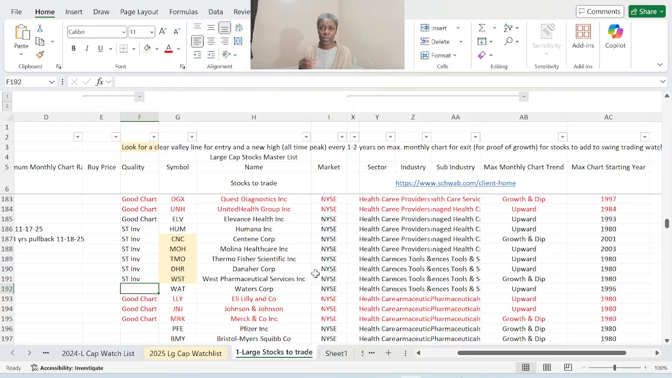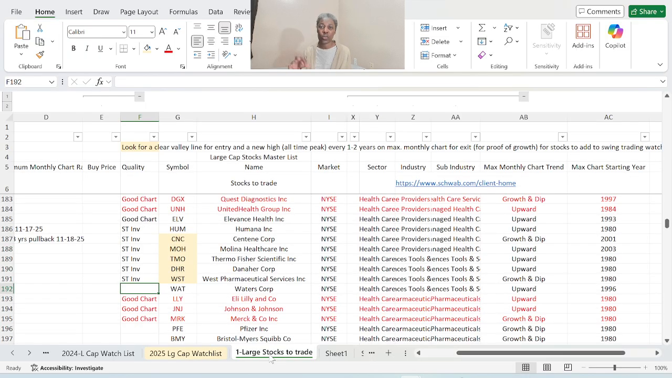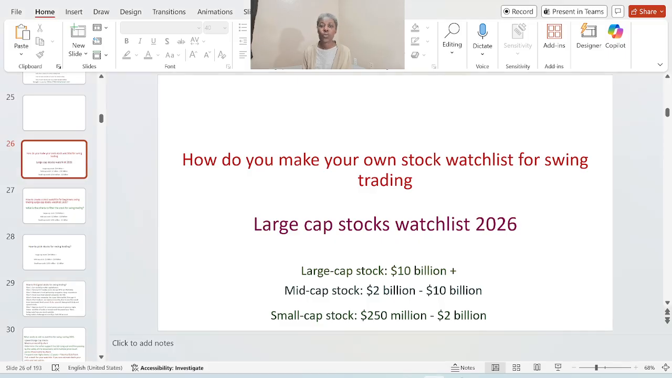And that way, when you are picking them, if later you want to shrink your list of the good stocks that you pick, you can try to see the best within each sector that you want to put in your watch list for the new year, depending on how many stocks you want to have in that list. And that is pretty much how you can make your own stock watch list for swing trading going into 2026.